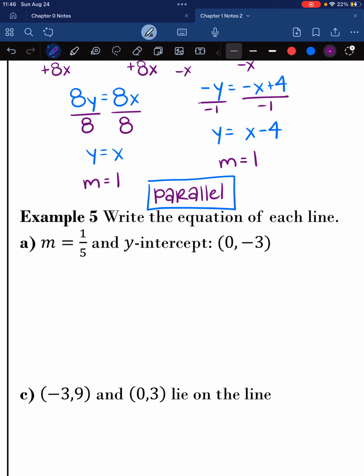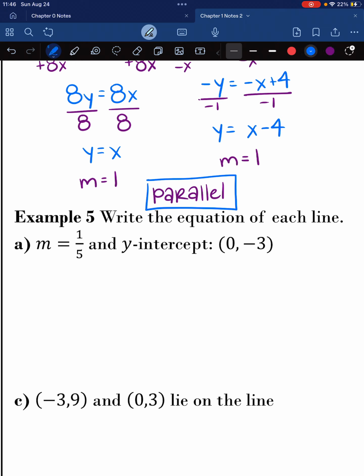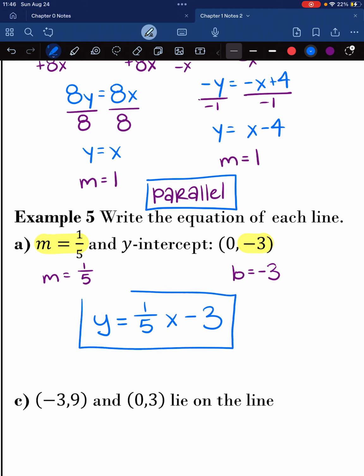Alrighty, write the equation of each line. So this is nice. We have the slope and we have the y-intercept. So if we want to, we can go ahead and say that m is 1/5, which I guess it already said that. But here, b is going to be that y value of the y-intercept, -3. So I just plug that into my slope-intercept form. Y equals mx plus b. Instead of plus -3, I'm just going to write -3. But you could write plus -3 if you wanted to. That is acceptable.